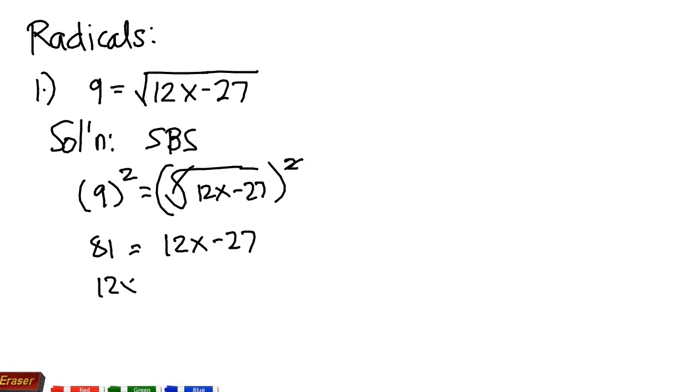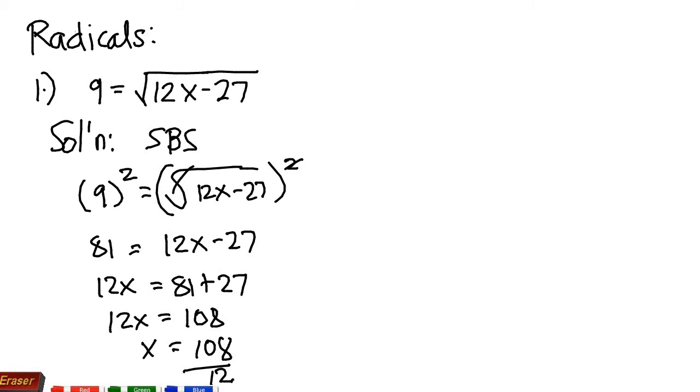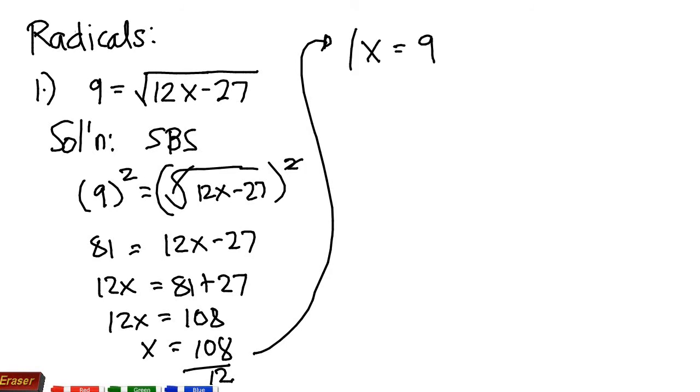So 9 squared is 81, that is equals to 12x minus 27. So 12x now is equals to 81 plus 27. You have 12x equals to 108. So x therefore is 108 all over 12. So 108 divided by 12, x now will give you the value equivalent to 9. So that is now your final answer.